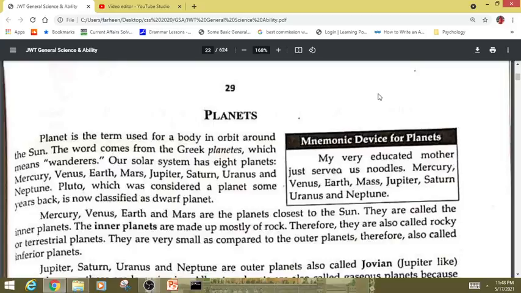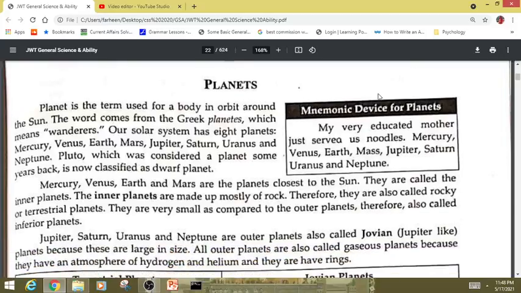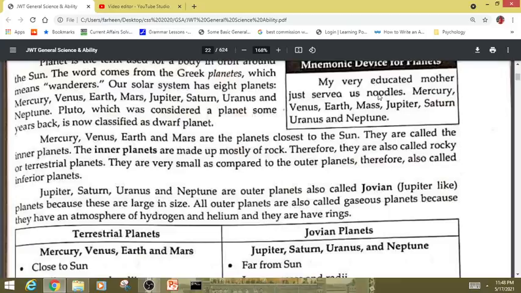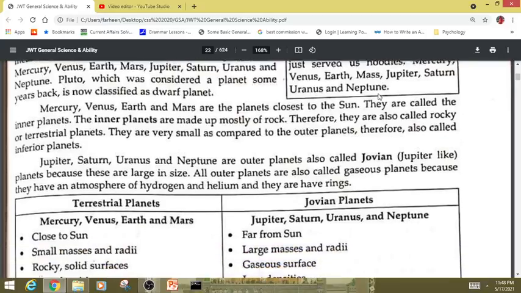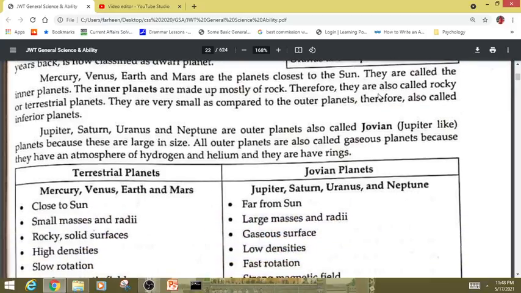Mercury, Venus, Earth, and Mars are the planets closest to the Sun. They are called the inner planets. The inner planets are made up mostly of rocks. Therefore, they are also called rocky or terrestrial planets. They are very small compared to the outer planets. Therefore, they are also called inferior planets.